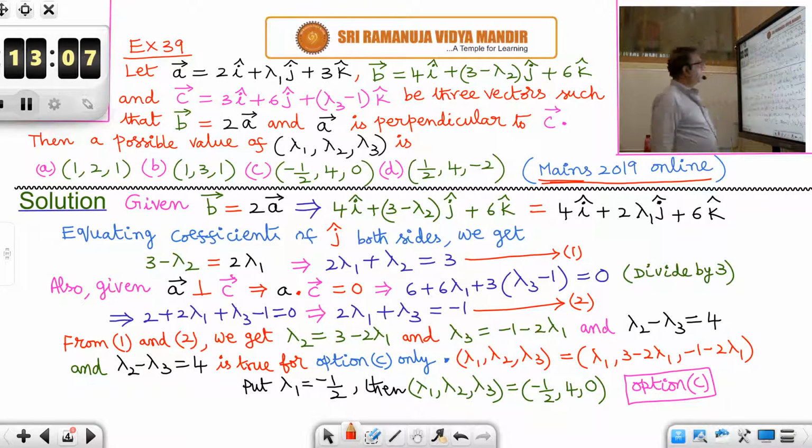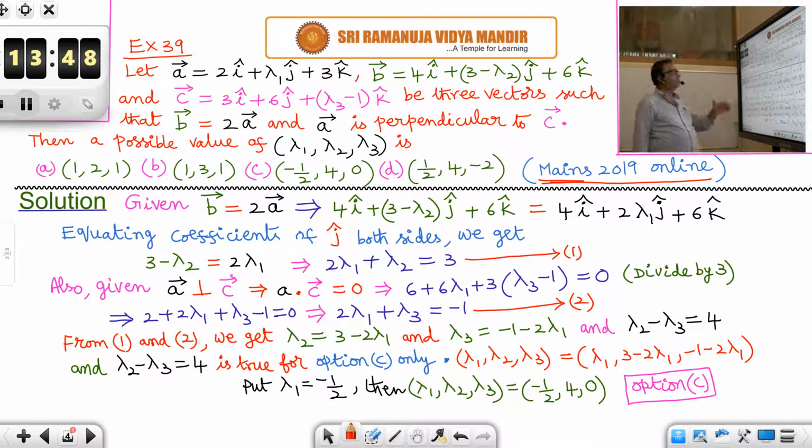Mains 2019 online. Okay, let a bar is equal to lambda 1 is given there, b bar is equal to unknown quantity lambda 2 is given, and c bar is equal to lambda 3. So in each vector he has kept one unknown quantity lambda 1, lambda 2, lambda 3. Be 3 vectors such that b bar is equal to 2 times a bar and a bar is perpendicular to c bar. So these are the two conditions given: b bar is 2 times a bar and a bar is perpendicular to c bar.